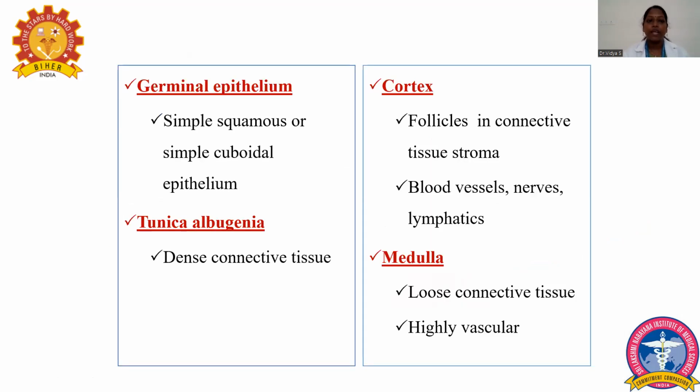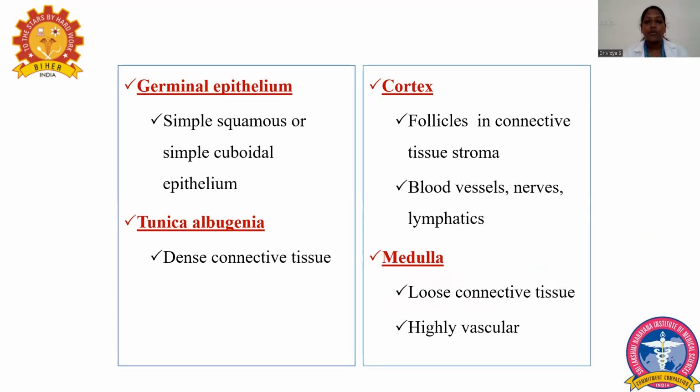Let's move on with the detail about the germinal epithelium layer. The germinal epithelium, as we already discussed, is the outermost covering of the ovary. It consists of epithelium, which is why it is named germinal epithelium. It consists of simple squamous or simple cuboidal epithelium. The tunica albuginea is the innermost layer, which consists of dense connective tissue.